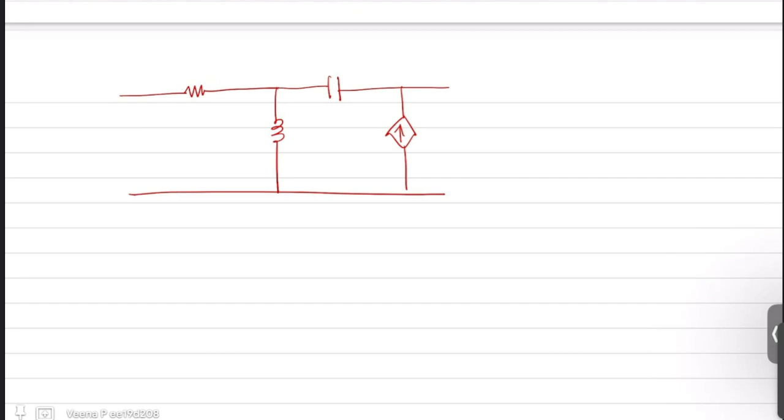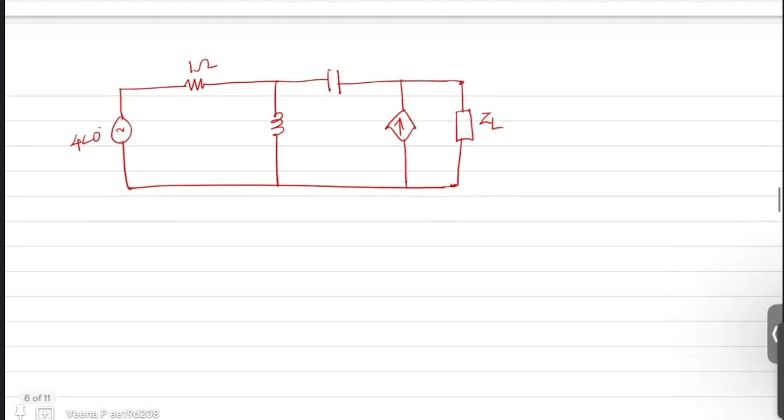So we have your resistance, an inductor, a capacitor, a dependent voltage source, a dependent current source, and your terminal ZL. And there is a voltage source here, which is of 4 angle 0. This is 1 ohm, this is minus j ohm, this is j1 ohm. This voltage is Vx. This voltage is 2 times Vx.